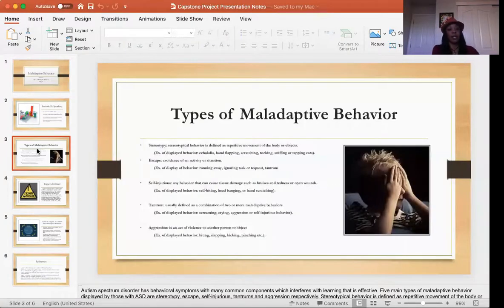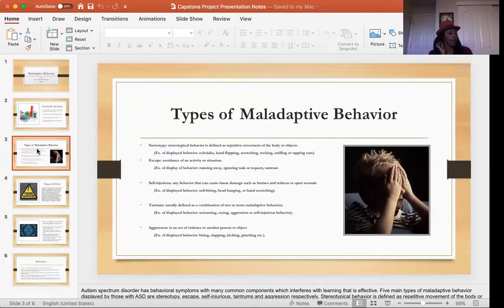Let's move on to types of maladaptive behavior. So there are 5 main types of maladaptive behavior displayed by those with ASD: stereotypy, escape, self-injurious, tantrums, and aggression. Stereotypical behavior is defined as a repetitive movement of the body or objects. It can involve any of the sensory pathways. Behaviors may be verbal or nonverbal, fine or gross motor oriented, as well as simple or complex. Common examples of stereotypy are hand flapping, body rocking, sniffing, and toe walking, like tiptoeing.